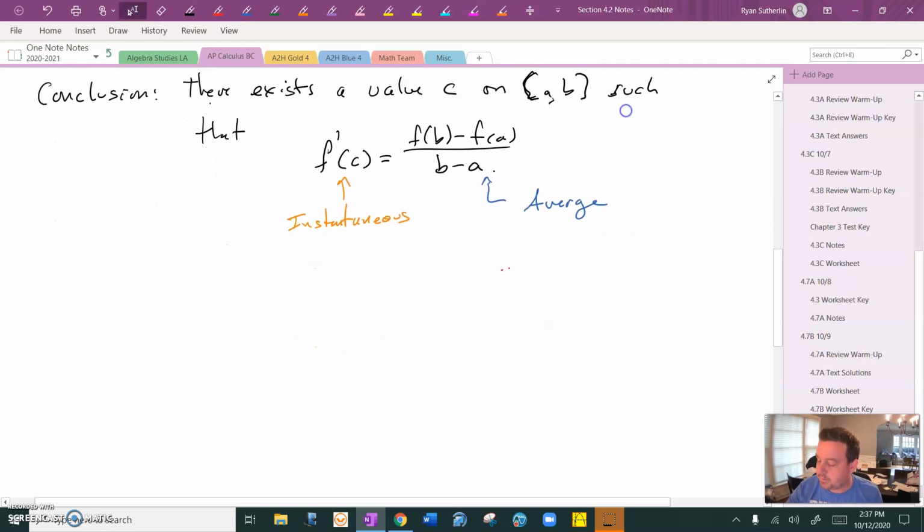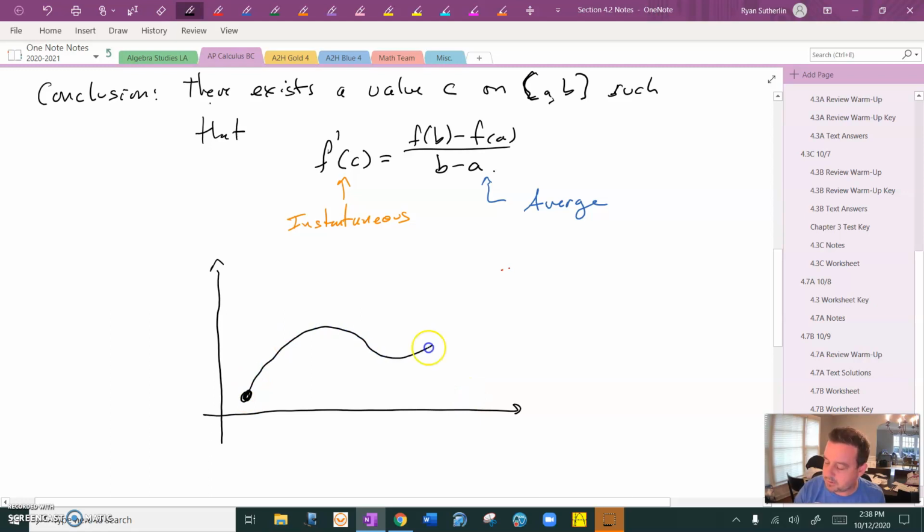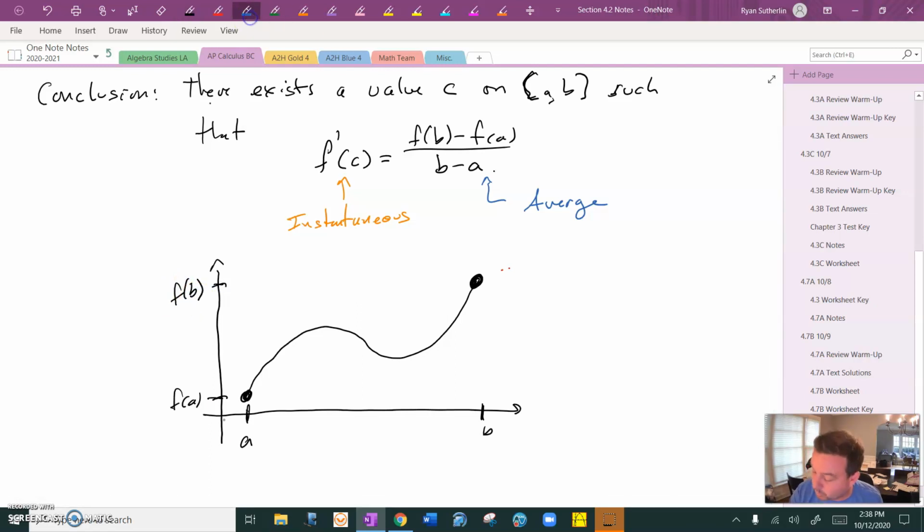So if we think about this geometrically, what's going on here? Well, let's say I have a function that's f of x. It's smooth and continuous, so since it's smooth like that, we know it's also differentiable. Here's a, here's b, here's f of a, and f of b would be up here. The average rate of change between 2 points is the slope of this secant line that goes between those 2 points.